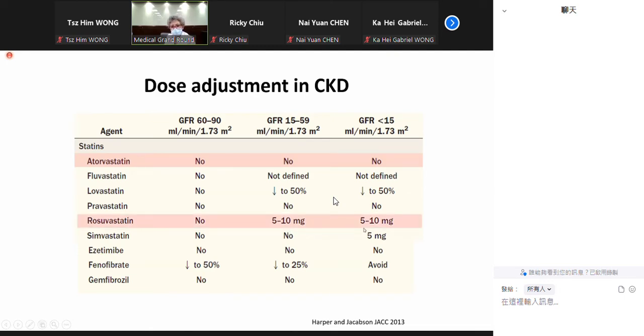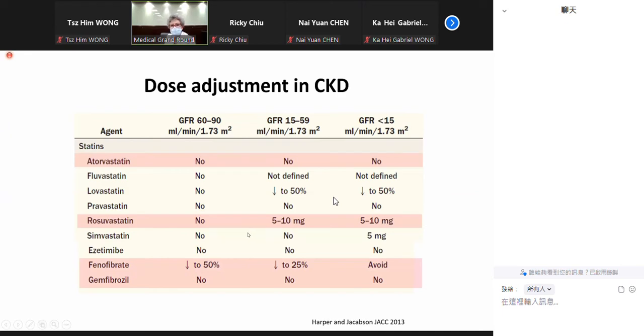But with rosuvastatin, even in the Caucasian population, they recommend a reduced dose, halving the dose, when people have significant renal impairment, 15 or less than 15. And fibrates are predominantly excreted by the kidney, and again, if there is an accumulated level of fibrate, they can also cause rhabdomyolysis and cause problems.